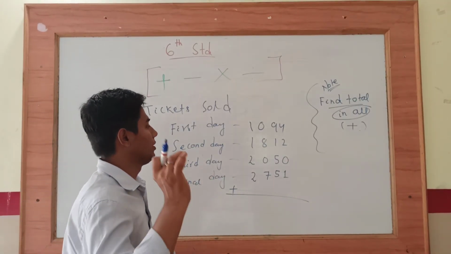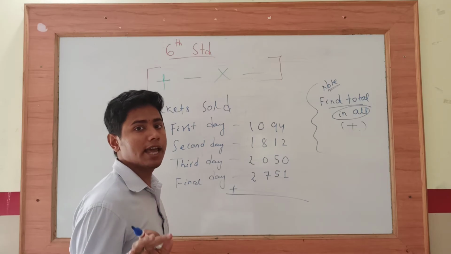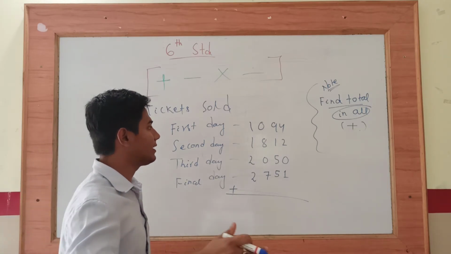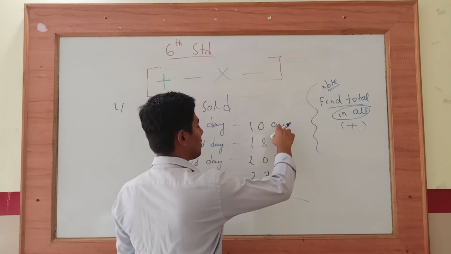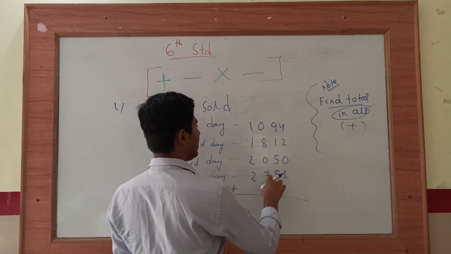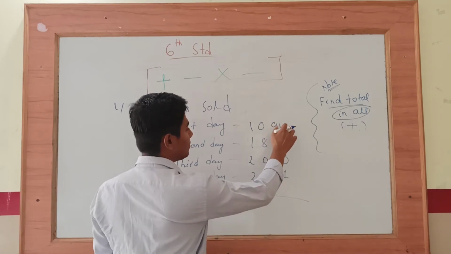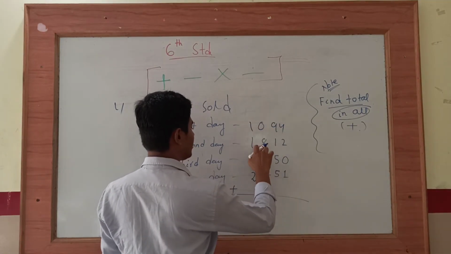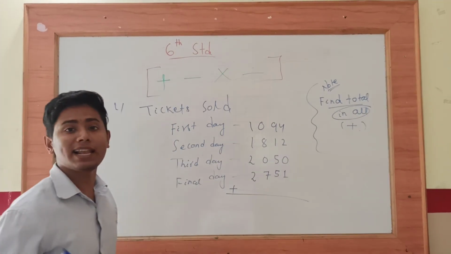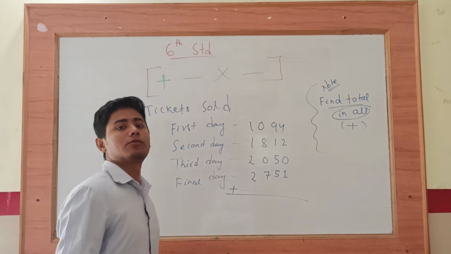When you are doing addition, you should keep in mind that during addition and subtraction the places should be in a line. That means the unit place should be in a line, the tens place should be in a line, and the 100 place and 1000 place should be in a line. Then your answer is correct.